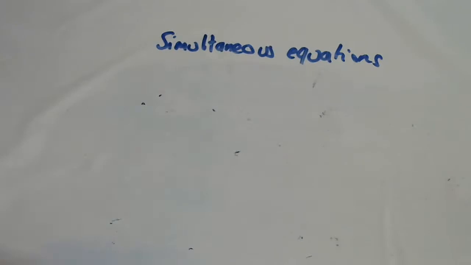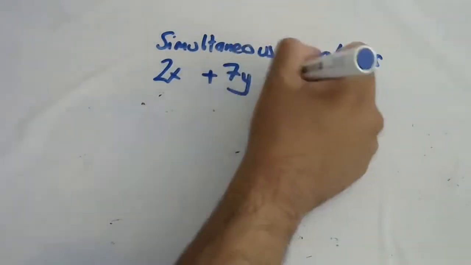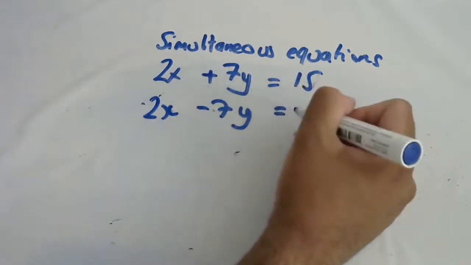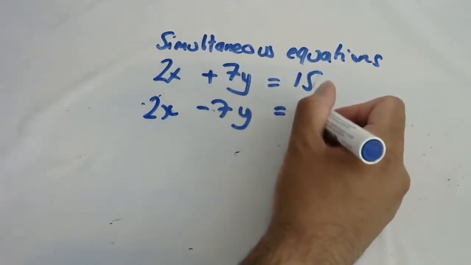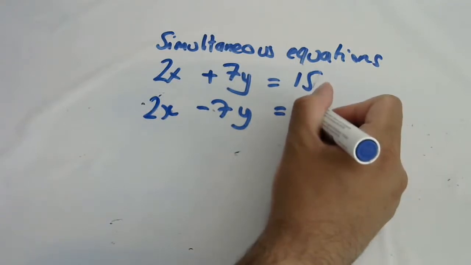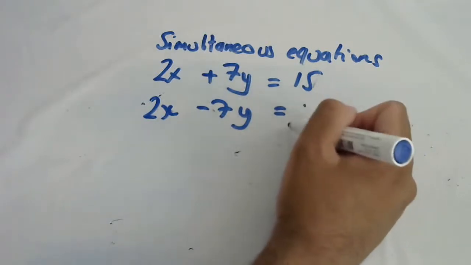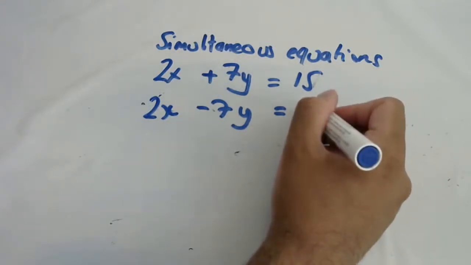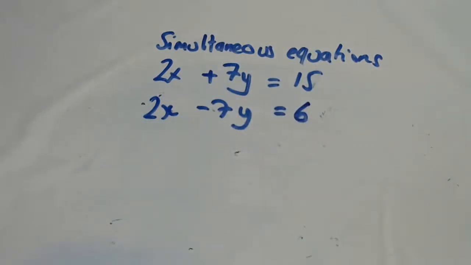Last one of these in this style, then it's going to get a little bit harder. So we've got 2x plus 7y equals 15. And then we've got 2x minus 7y equals... how should I do this? Let's go with 6. It's a bit of a challenging one, but it's in the same style. It's going to come out as fractions, but I wouldn't practice with fractions anyway.